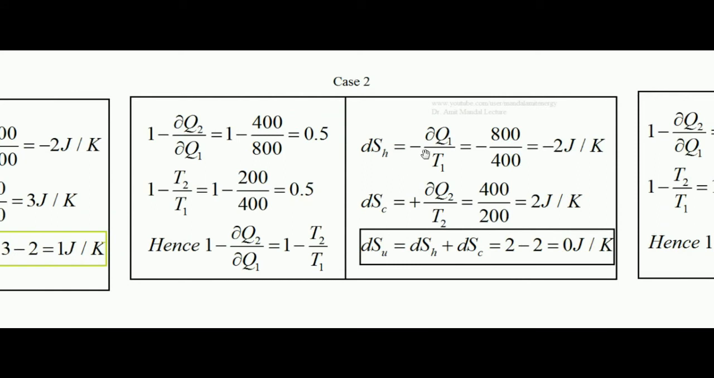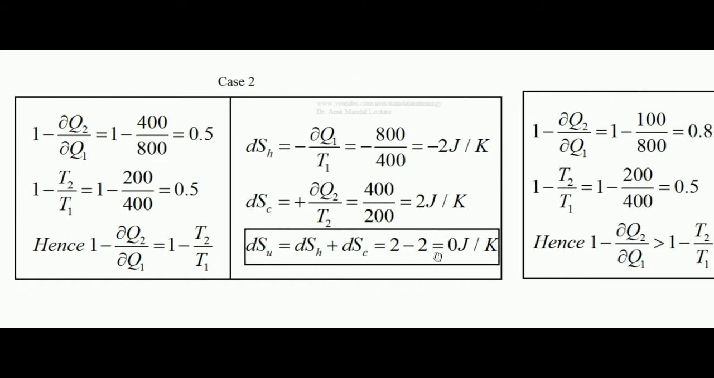Now in this case, what is the entropy change of the hot reservoir? That is again minus del Q1 by T1, that is equal to minus 800 by 400, so minus 2 joule per Kelvin. Now what is the entropy change of the cold reservoir? Since the amount of heat added to the cold reservoir is 400 joules, 400 upon T2, which is 200 Kelvin, so 2 joule per Kelvin. Now the entropy change of the universe will be the addition of the two, that is equal to 2 minus 2, that is equal to 0 joule per Kelvin.